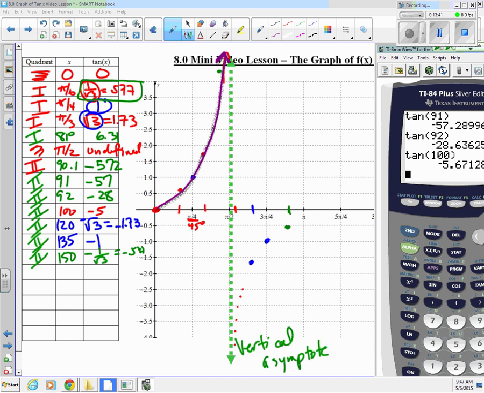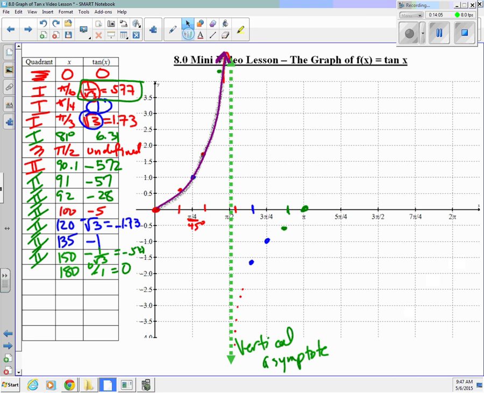And at 180 degrees, tangent is sine over cosine. The sine of 180 is 0, and cosine of 180 is negative 1. So we have 0 over negative 1, which is 0. And so we're back to where we started at 0. Move this a bit over. And now we can trace out that other cycle here. I'll trace it out in blue.